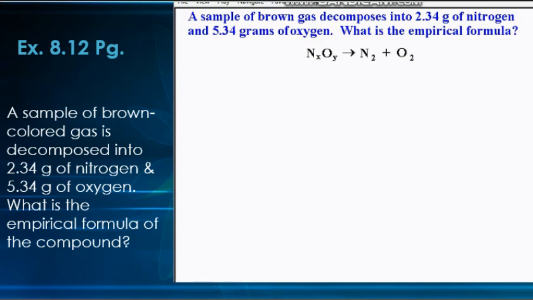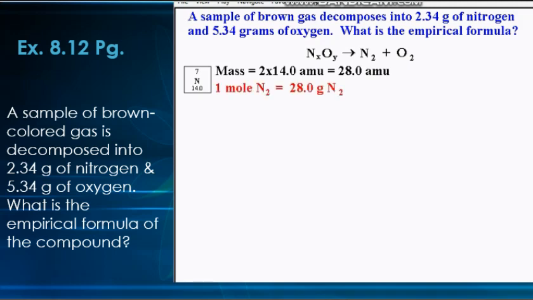To convert to moles, we look at the periodic chart and find that the mass of nitrogen atoms is 14.0. However, we have a nitrogen molecule as the product, N2, so its mass is 28.0 AMUs. That means 1 mole of N2 is 28.0 grams of N2. So now we can convert to moles.